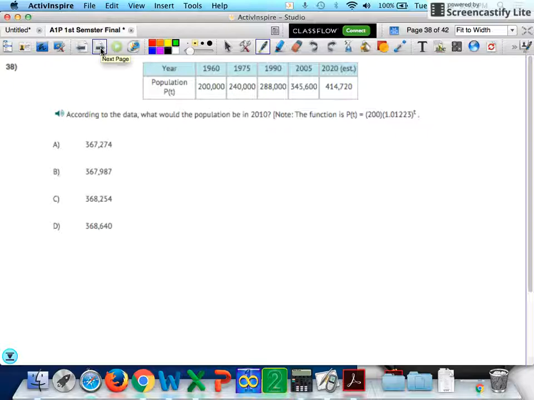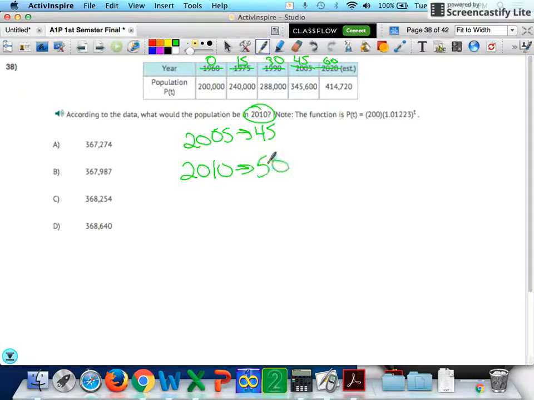Okay, number 38 is a bit tricky, but thankfully they give you the equation, okay? Next, we have to identify which of these years, what we're actually plugging in for t. And it doesn't tell us what our population is going from, so we start with 1960 equaling 0, which means 1975 has to equal 15, 30, 45, and then 60. That's because every time they went up by 15 years. Okay? Well, if 2005 corresponded to 45, then what they're asking for is 2010. That corresponds to the number 50.